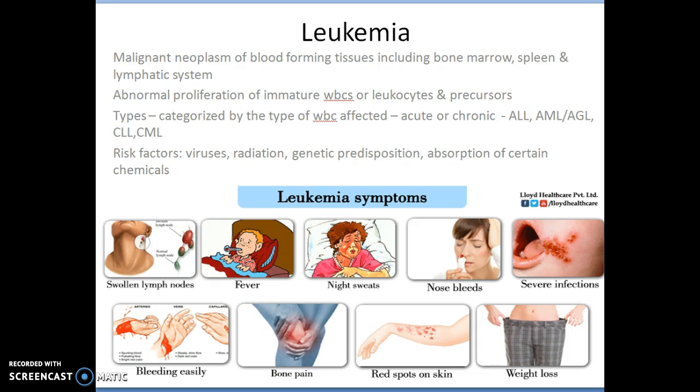So they're categorized by the different types of WBC that are affected. It can be acute or chronic. Obviously, acute is a much more rapid onset, and chronic is something that is managed over time. So the pathophysiology behind that, actually, let's talk about the risk factors to begin with.